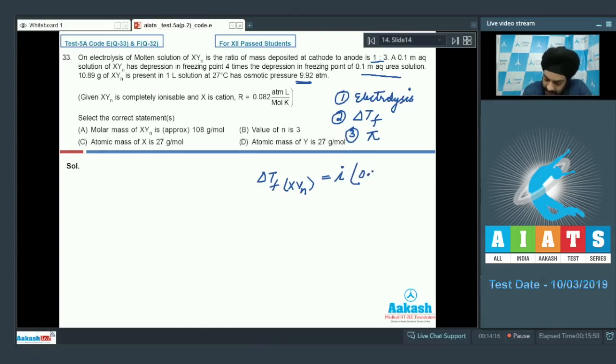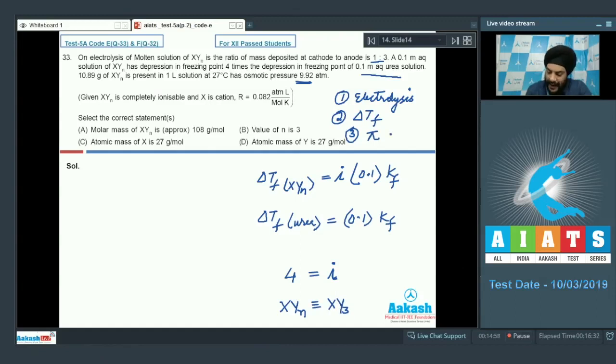The molality given to us is the same, and the Kf value for water is the same as well. So we can use the information given for urea. So urea has an I value equal to 1 into the molality, which is 0.1, and the Kf value remains same for water. So the ratio given to us is equal to 4. We have the value of I as equal to 4 itself. So we can see that XYN furnishes 4 ions in the system. So it has to be XY3.